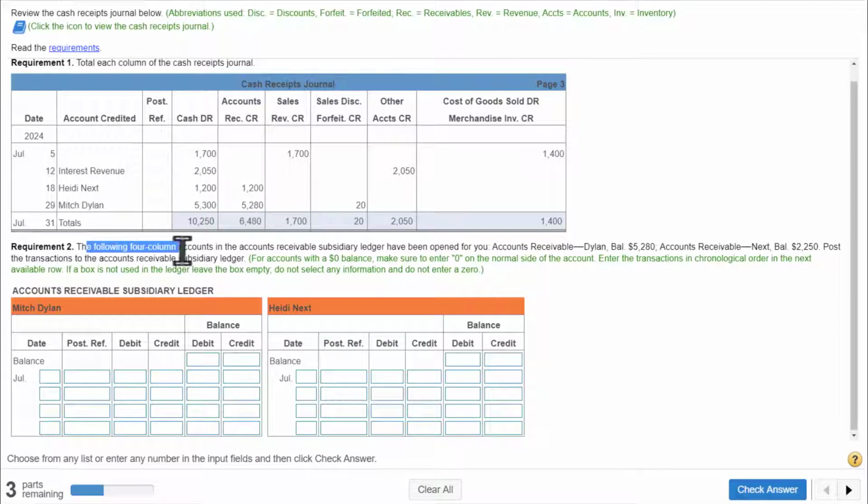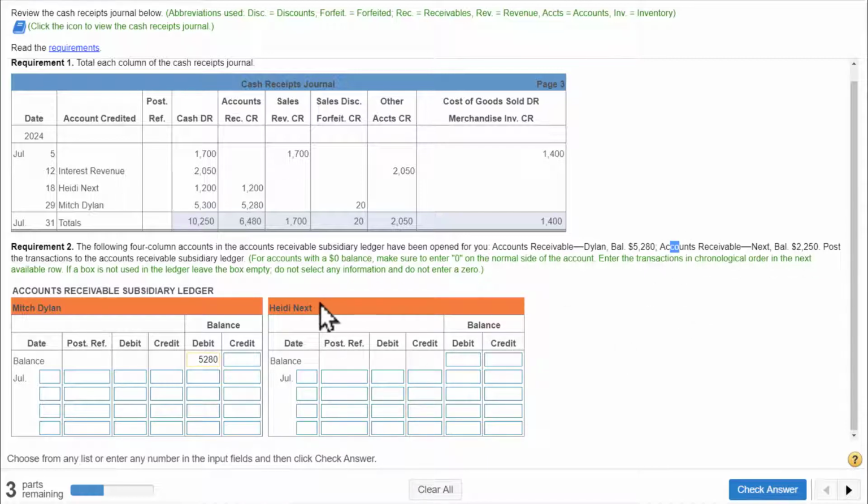Next, the following four-column accounts in the AR subledger. So here's our AR subledger, which just shows a breakout of the AR by customer. We've got a customer named Mitch Dillon and Heidi Knext, who have open balances. Dillon has a balance of 5,280. So we're going to find Dillon over here. And where would I put his balance? Is that a debit or a credit? Well, this is AR. Balances go on the positive side. So AR increases on the left side.